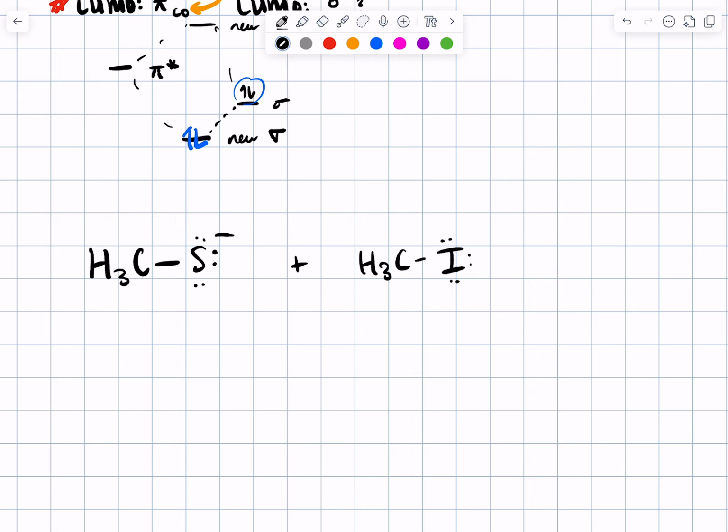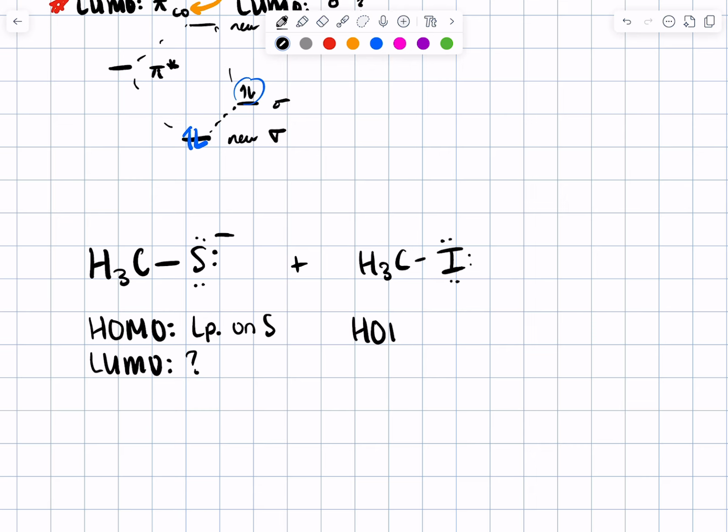So once again, let's identify our HOMO and our LUMO. On the sulfur-containing molecule, my HOMO is going to be my lone pair on sulfur. And my LUMO is going to be something not on my list, so I'm just going to leave that as a question mark. Probably some sigma star, but it's not something important.